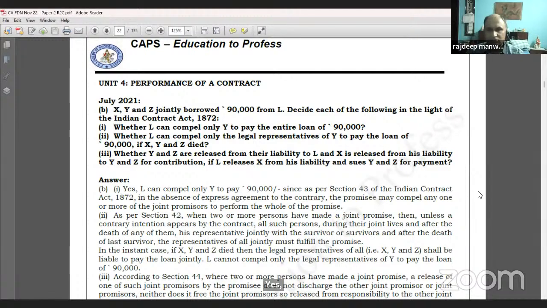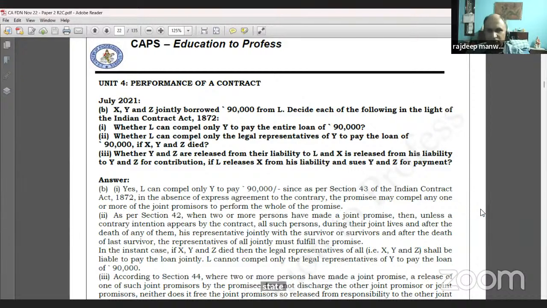As per Section 42, when two or more persons have made a joint promise, then, unless a contrary intention appears by the contract, all such persons during their joint lives, and after the death of any of them, his representative jointly with the survivor or survivors, and after the death of the last survivor, the representatives of all jointly must fulfill the promise. Suppose that legal representative also dies.